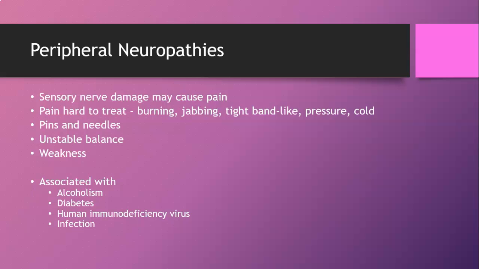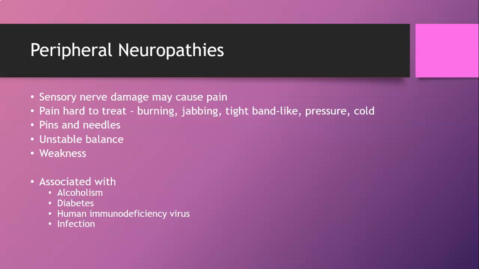And then there's sensory nerve damage that may cause pain, and the pain is very hard to treat. It can feel like a burning, jabbing, tight band or a pressure. Then there's the pins and needles and the instability with balance and the weakness. We kind of already touched on those.